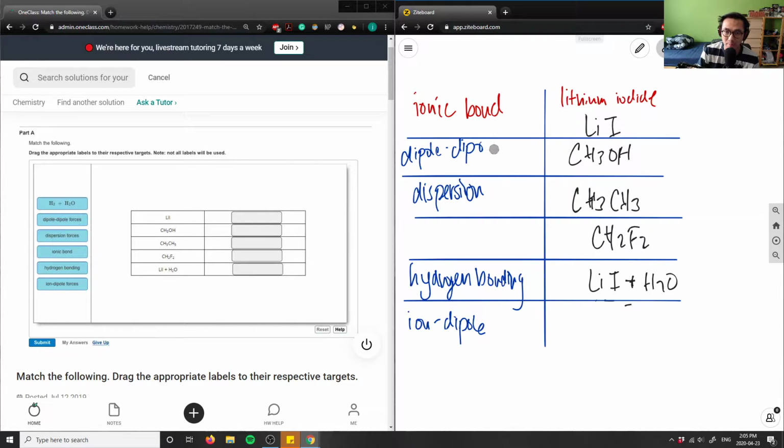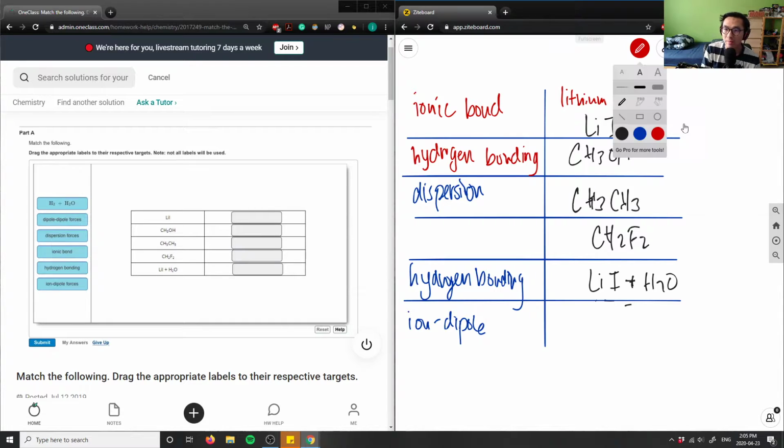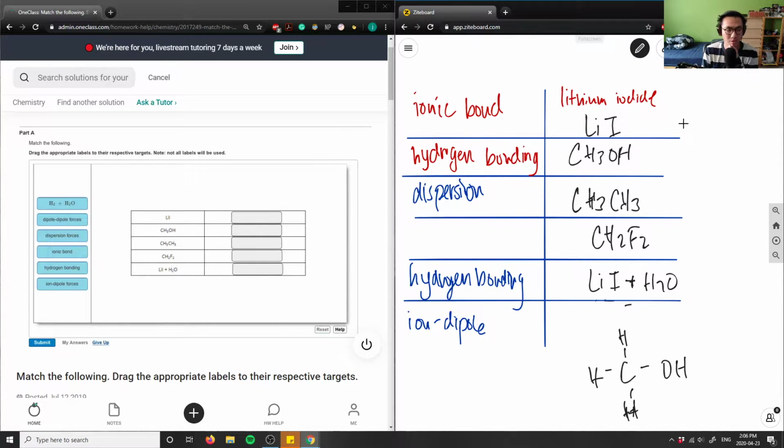CH3OH, this one would not be dipole. This would be an example of hydrogen bonding. And how do I know it's hydrogen bonding? Well, if I were to draw out the chemical compound here, I have C bond O bond H, C bond OH, and this is H, and H over here, right? This is the chemical structure of methanol, and basically this H is bonded to this oxygen here, right?